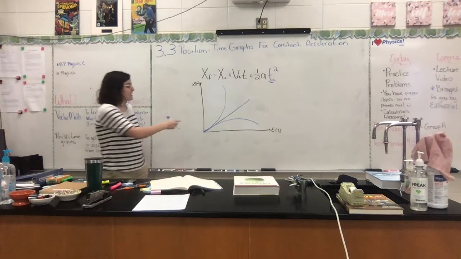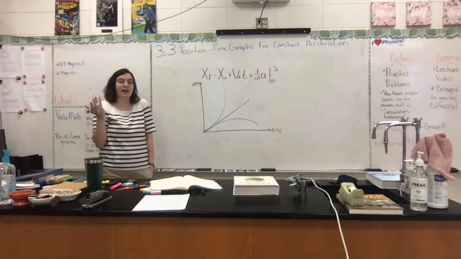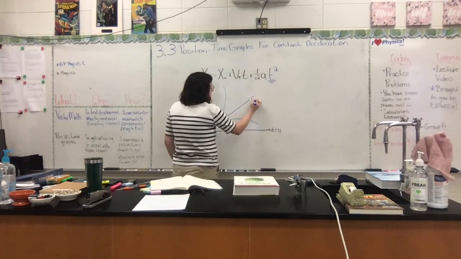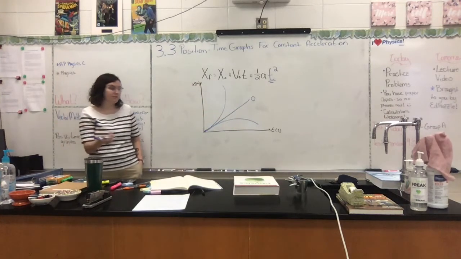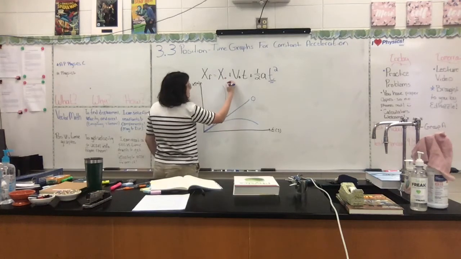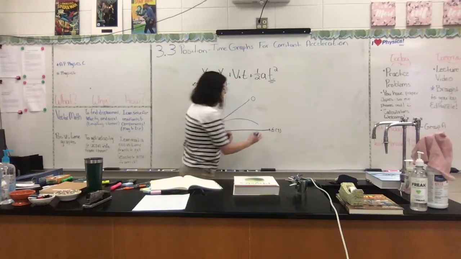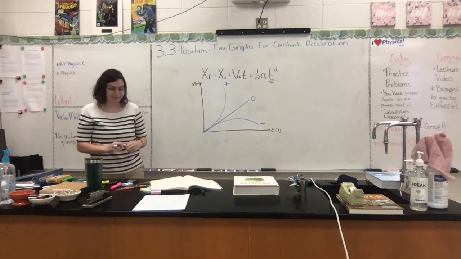For instance, this linear progression is going to tell us that our acceleration is what? It's going to tell us that our acceleration is 0, because we have a linear progression when we have a constant velocity. Now this upward curve right here tells us that our acceleration is positive. And then this downward curve lets us know that our acceleration is negative.